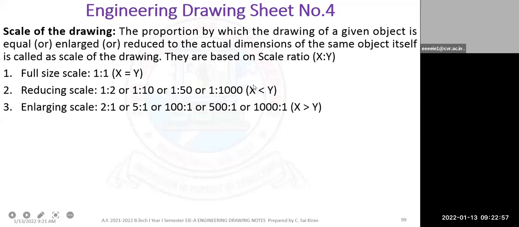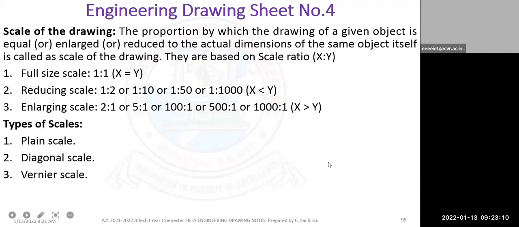Numerator is x, denominator is y. If x equals y, it is a full size scale. If y is greater than x, it is a reducing scale. If x is greater than y, it is an enlarging scale. And there are three types of scales you need to learn.